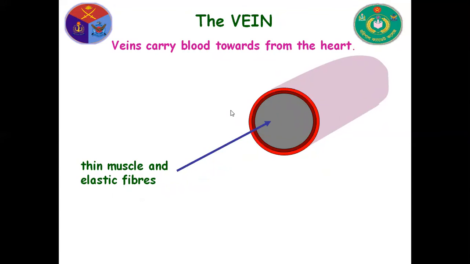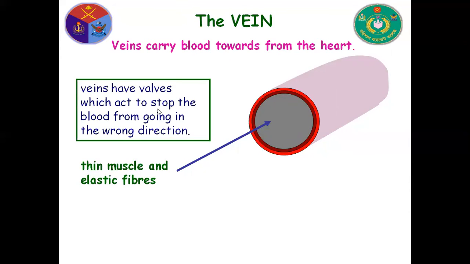Now the vein. Veins carry blood towards the heart. Actually, veins carry deoxygenated blood from the body to the heart. Their muscle is thin and they have a valve in the vein, so blood cannot flow backwards. Veins have valves which act to stop the blood from going in the wrong direction.